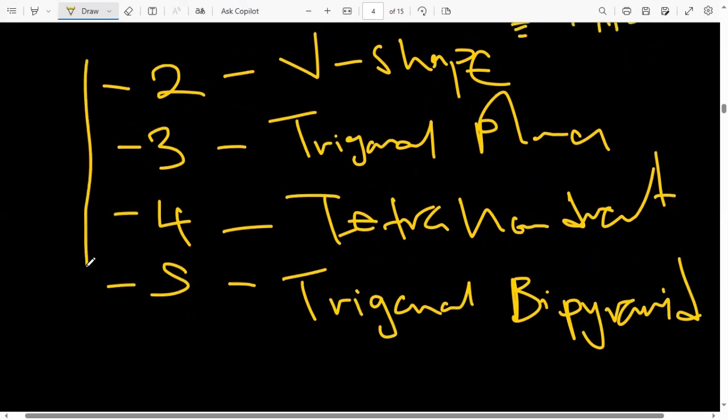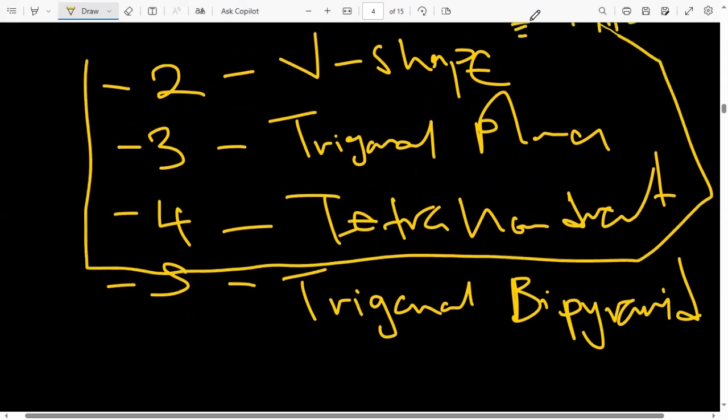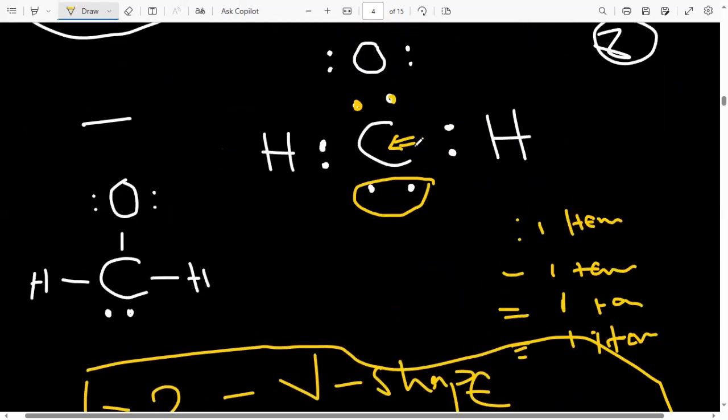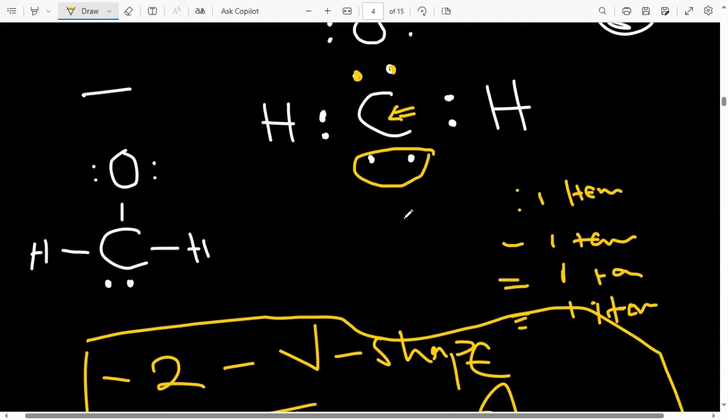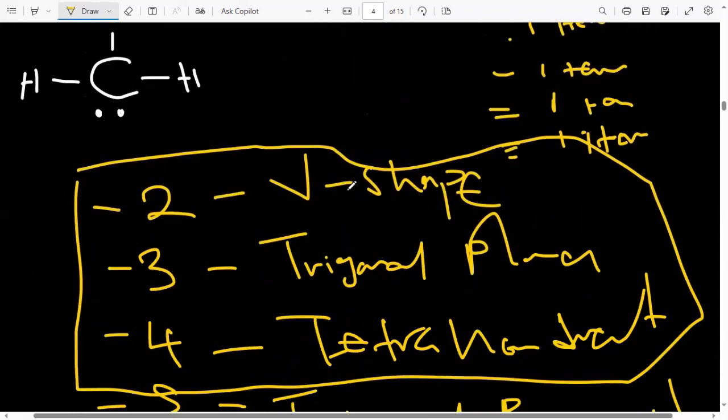But the most important, I think, for you guys are these: the V-shaped or the bent. So this shape here is also called the bent. And then we have the trigonal planar. And then we also have the tetrahedral there. So because this carbon here was attached to 3 atoms, we can say that the shape of formaldehyde is just trigonal planar. Okay. So I don't know if there are any questions there. Okay, then let's move to the other question.